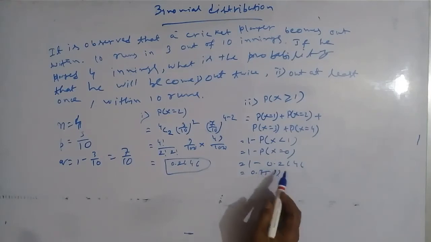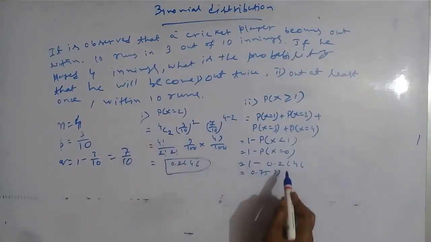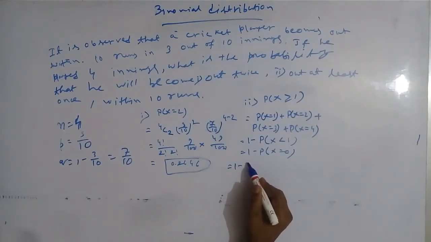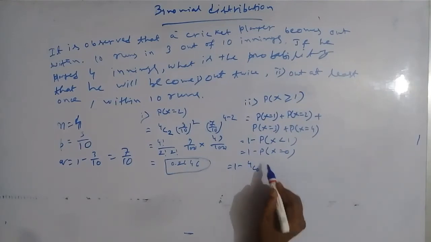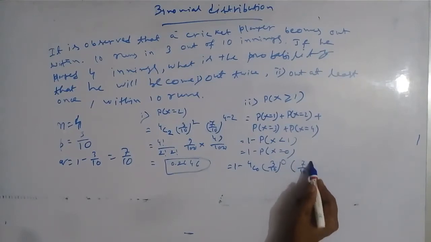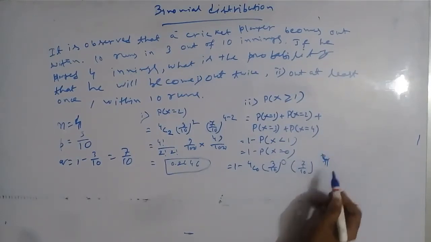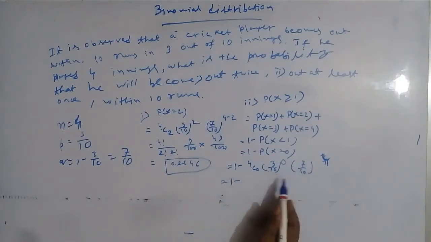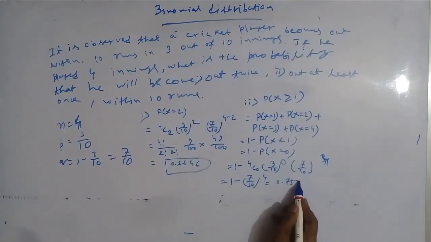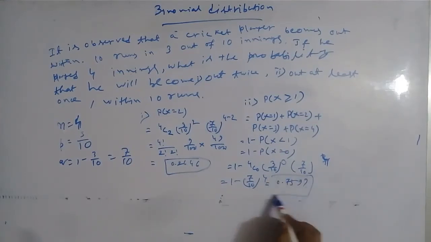No, sorry, the 0.2646 is not the probability of x equal to 0. We have to find this. Sorry, 1 minus nCi, that is 4C0 p to the power 0, where p is 3 by 10, into q to the power 4 minus 0, that is 7 by 10 to the power 4. So 1 minus, this is 1, this is 1, so 7 by 10 to the power 4, and this will be equal to 0.7599. Okay, so this is the required probability of the second question, probability of out at least once within 10 runs.